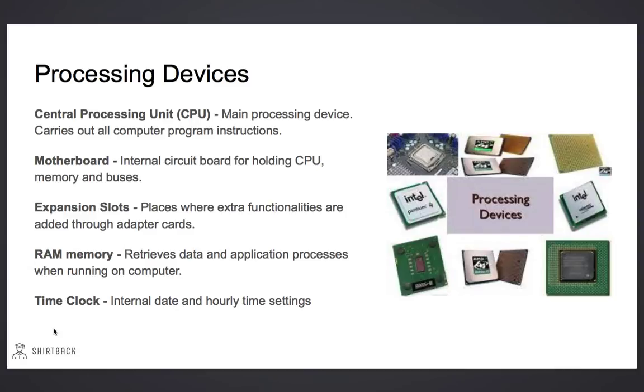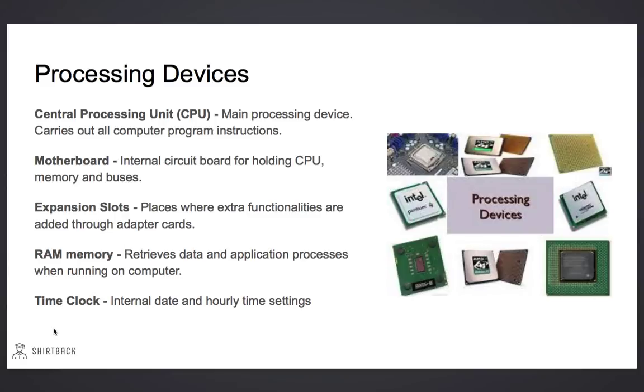Here on this slide, we've listed some common processing devices. The most common processing device is the CPU, or Central Processing Unit. The CPU is the device that carries out all computer program instructions. The motherboard is an internal circuit board for holding CPU, memory, and expansion buses. Expansion slots are places where extra functionalities are added through adapter cards.